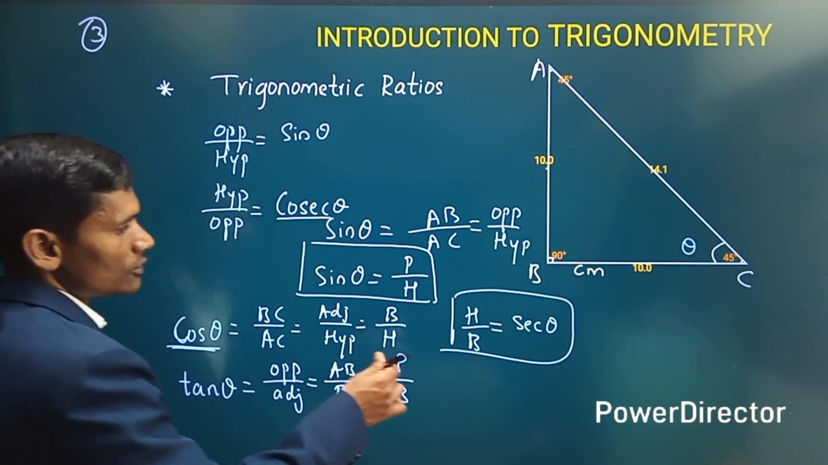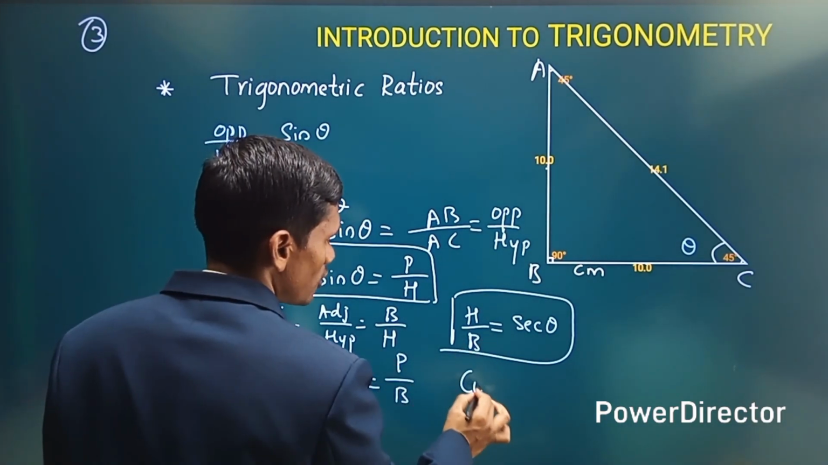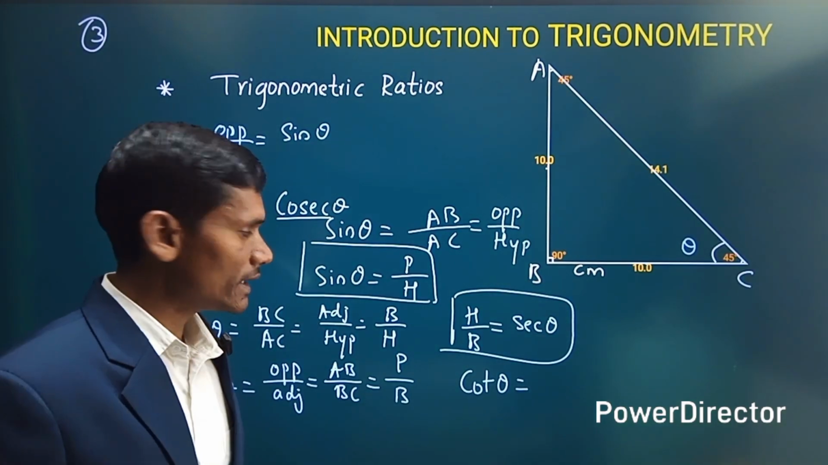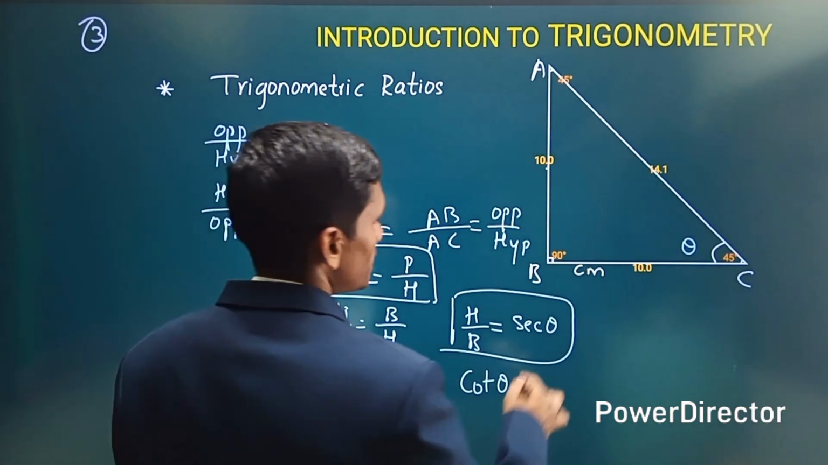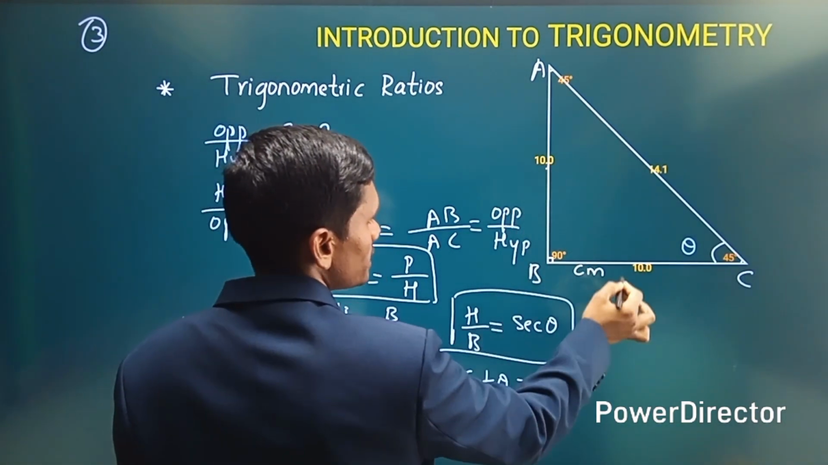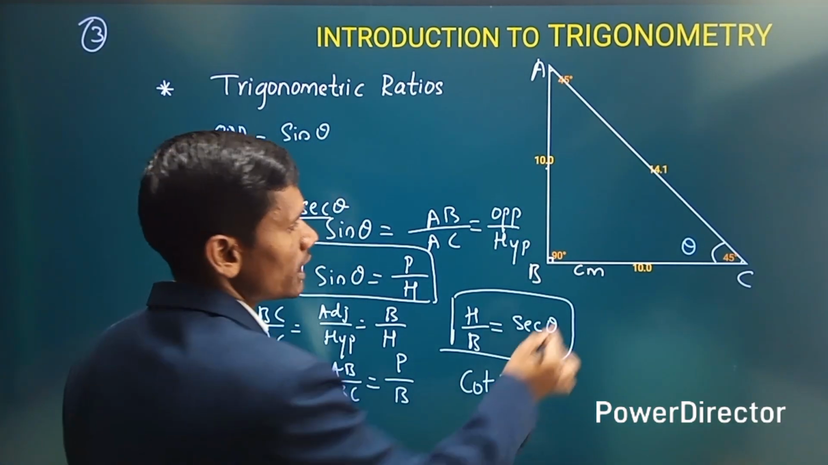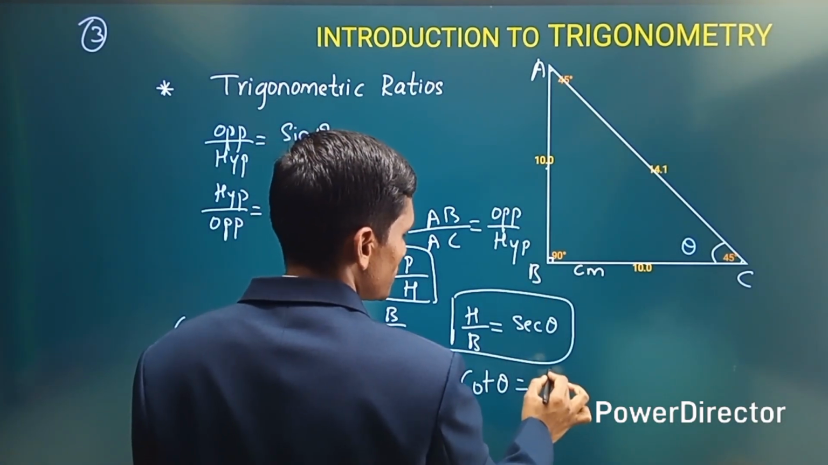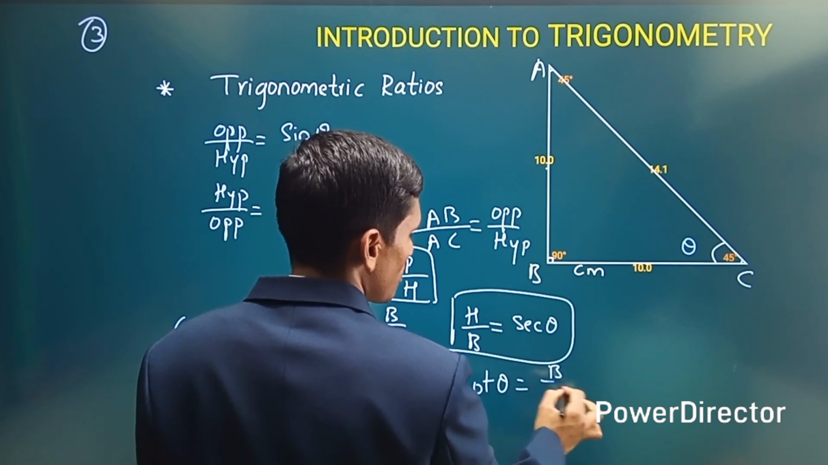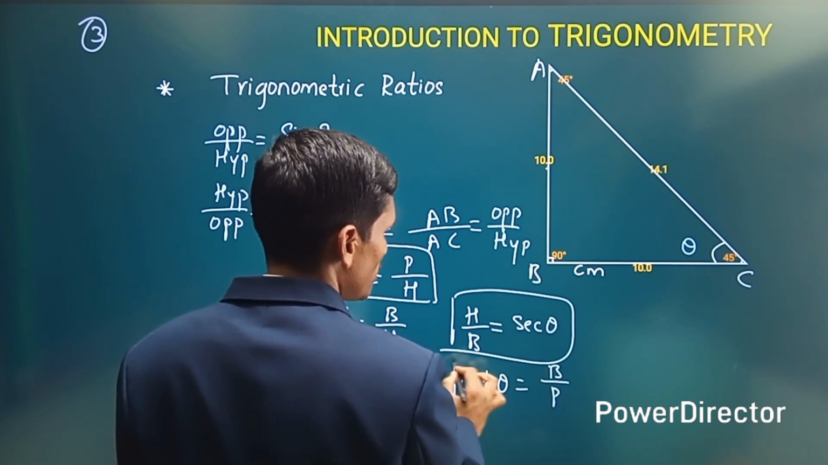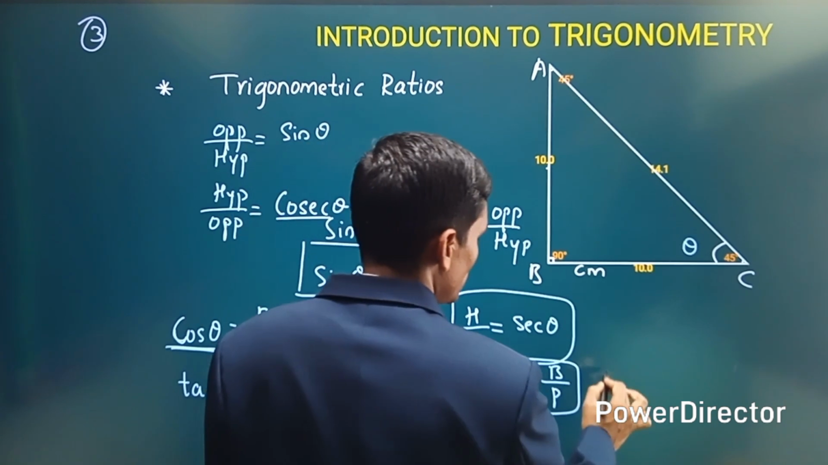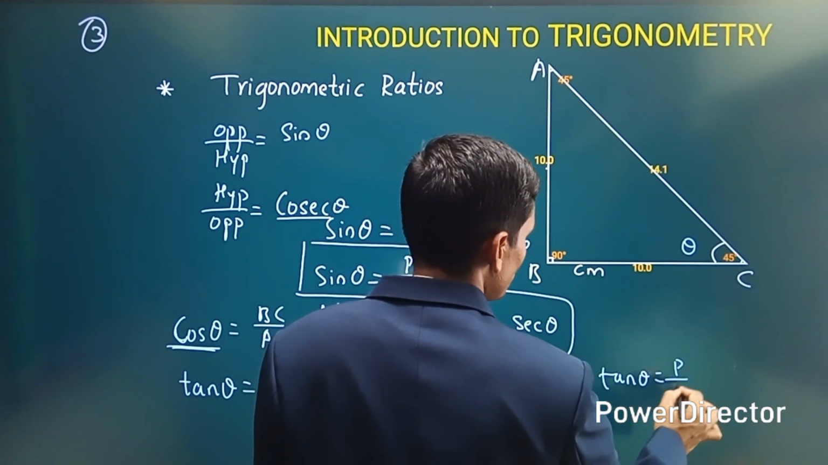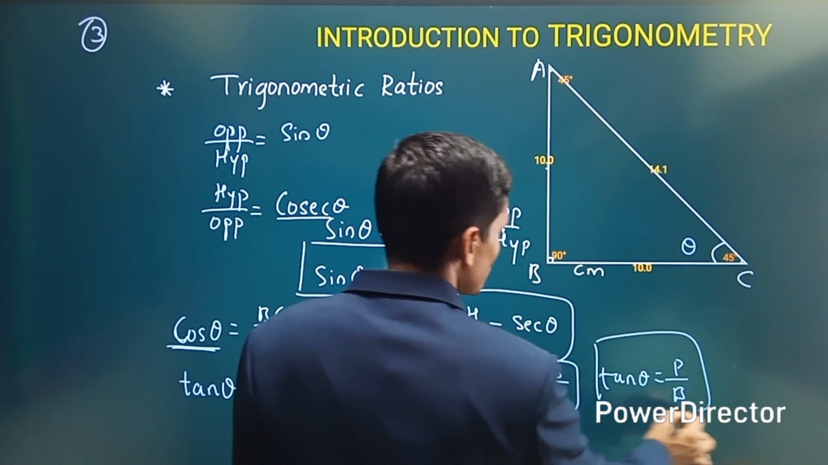Next, coming to sec theta, and last comes cot theta. Cot theta is the reverse of tan theta. If you take opposite by adjacent, that is tan theta. Taking adjacent by opposite is cot theta. So base upon perpendicular is cot theta, and tan theta is perpendicular by base. See, look at this. So like this it comes.